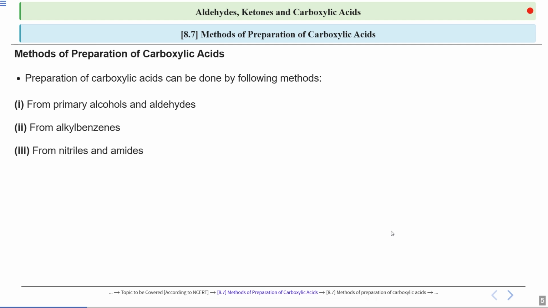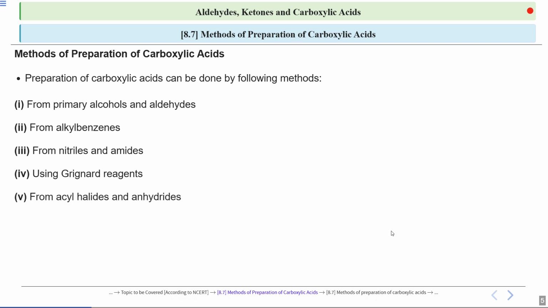Another method is from nitriles and amides. Nitriles can be hydrolyzed to form carboxylic acids, and similarly amides can be converted to carboxylic acid through hydrolysis. Now another method is use of Grignard reagent. Grignard reagents react with CO2, which is carbon dioxide, to form carboxylic acid.